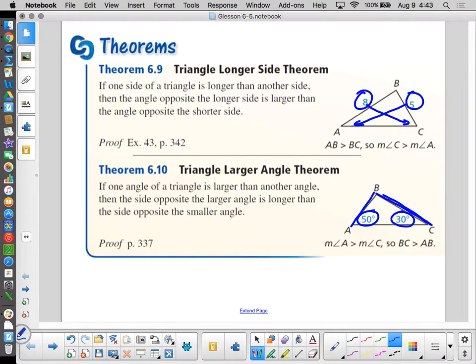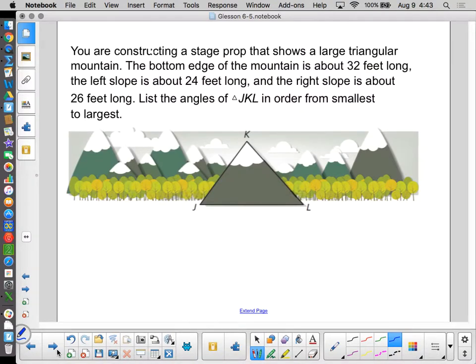The most difficult thing about this section is that we deal with inequalities instead of equal situations. So for the first time this year, we're going to use those greater than, less than signs. We aren't saying sides are equal, we're saying sides are unequal, and we're putting them in order. The other thing that's difficult is we need to pay attention to what it asks us to do, in this case, from smallest to largest. So we want to list the angles of this triangle from smallest to largest.